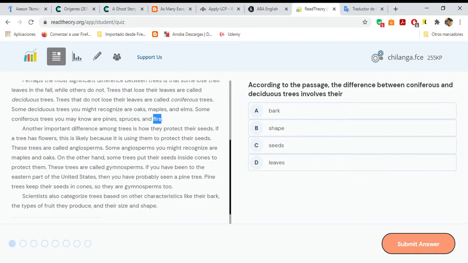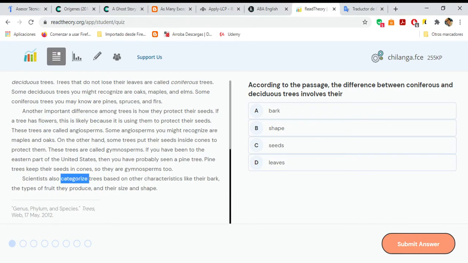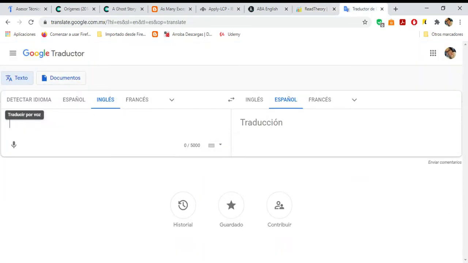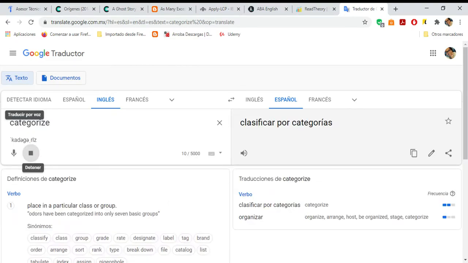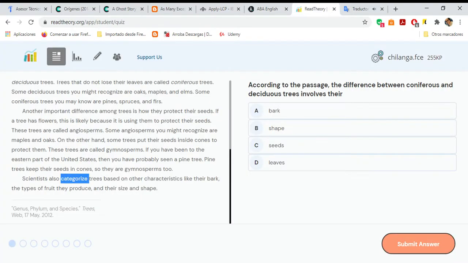If you have been to the eastern part of the United States, then you have probably seen a pine tree. Pine trees keep their seeds in cones, so they are gymnosperms too. Scientists also categorize trees based on other characteristics like their bark, the types of fruit they produce, and their size and shape.